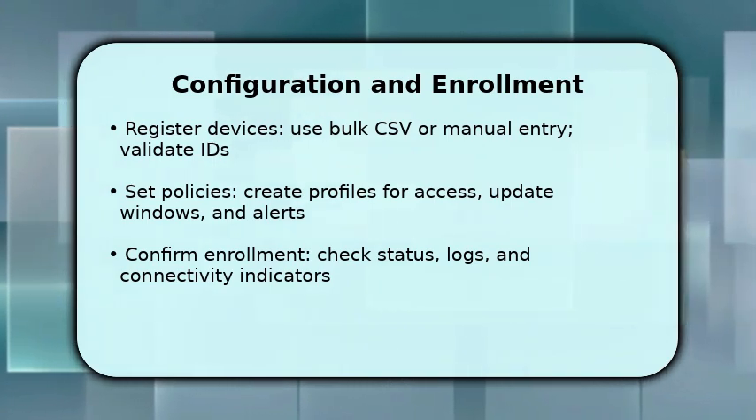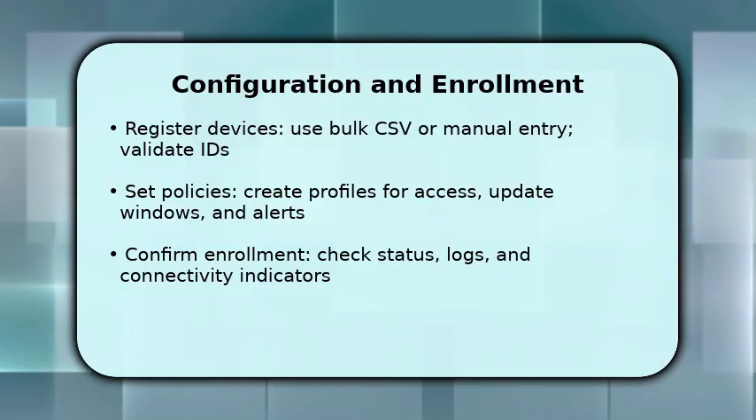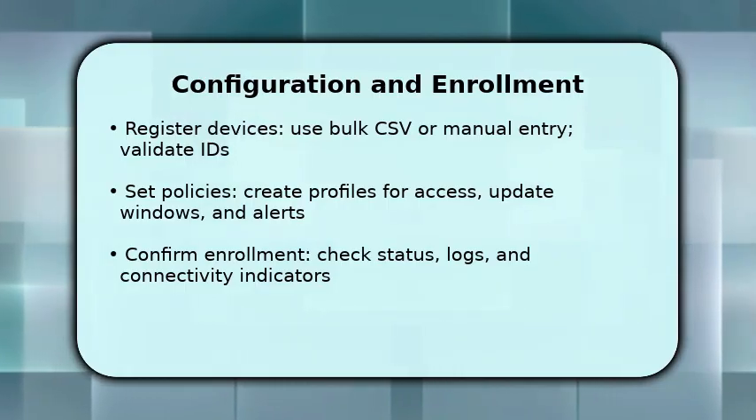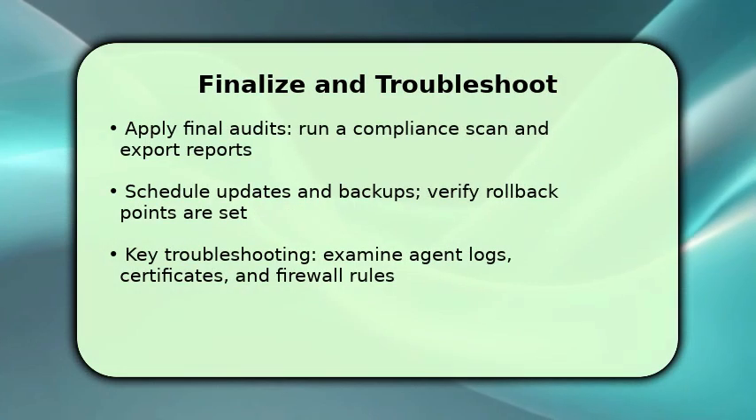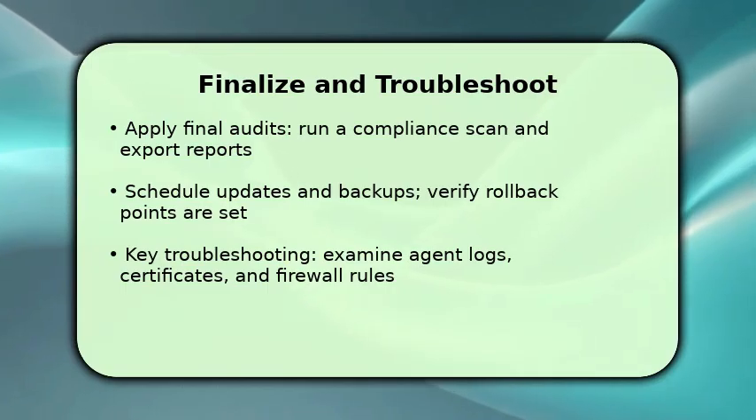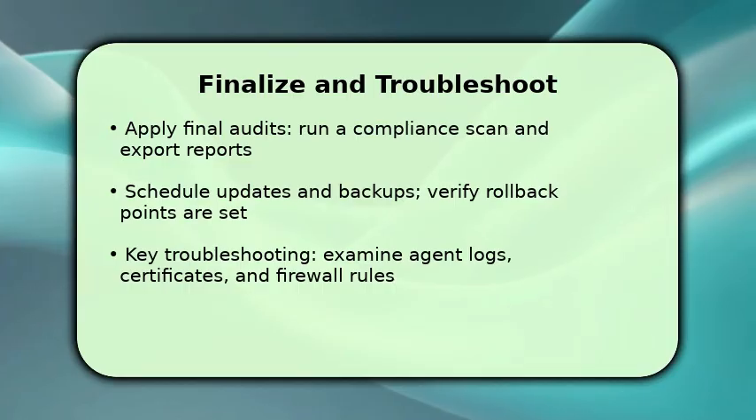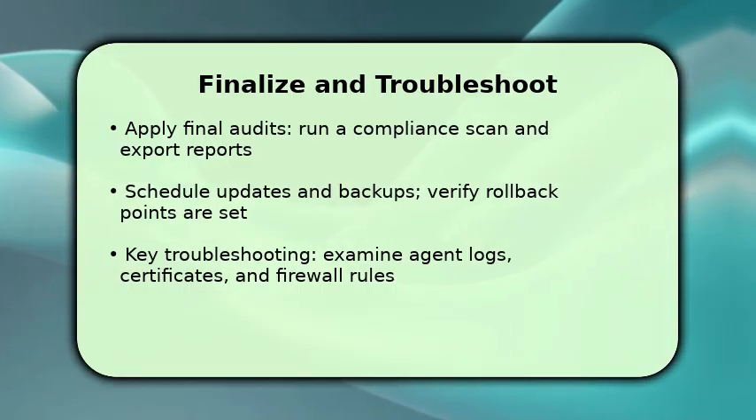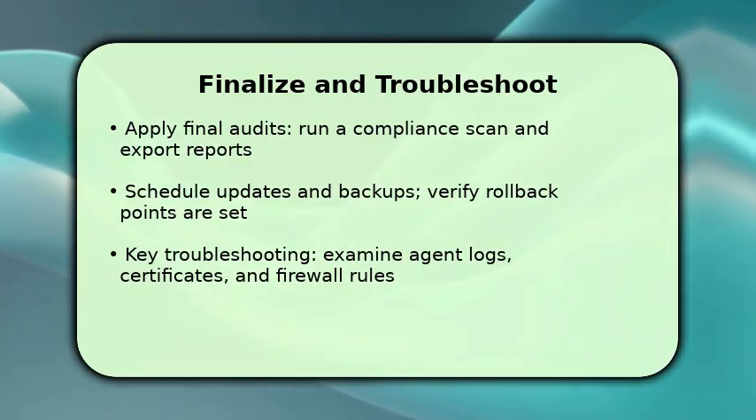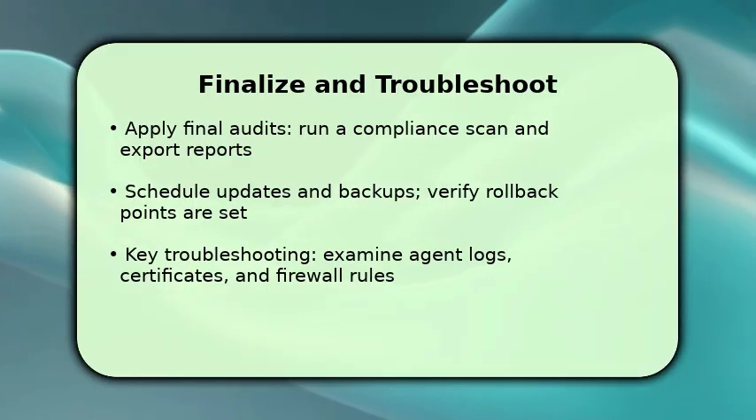You finalize by running a full compliance scan and exporting reports for stakeholders, then schedule updates and backups while verifying rollback points exist. Make sure monitoring and alerting are active so you catch regressions early. After a successful run, document any deviations and adjust policies for next cycles.